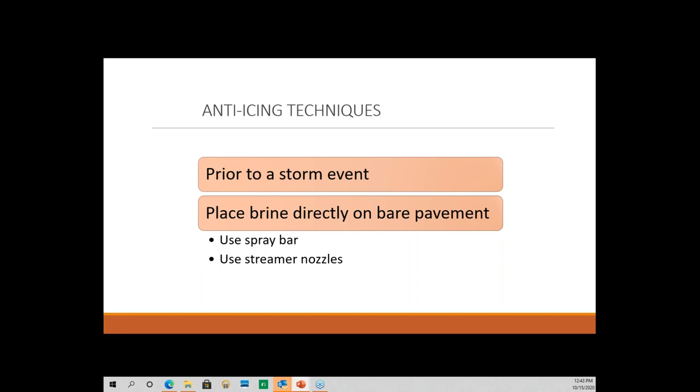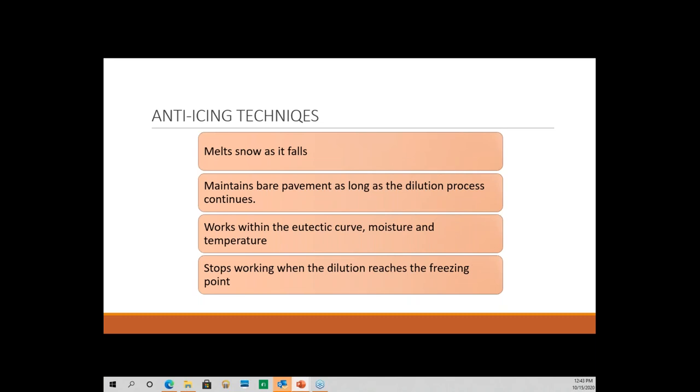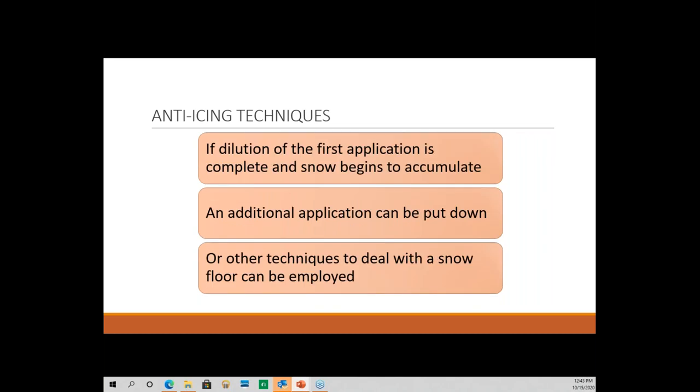Anti-icing prior to the storm, place the brine directly to the pavement. Like I said, most times you're using a streamer tube. It melts the snow as it falls, and maintains bare pavement for a longer period of time. And then once you do get the snow floor, it will actually break down the snow floor at an earlier period of time when the weather warms up a little bit.